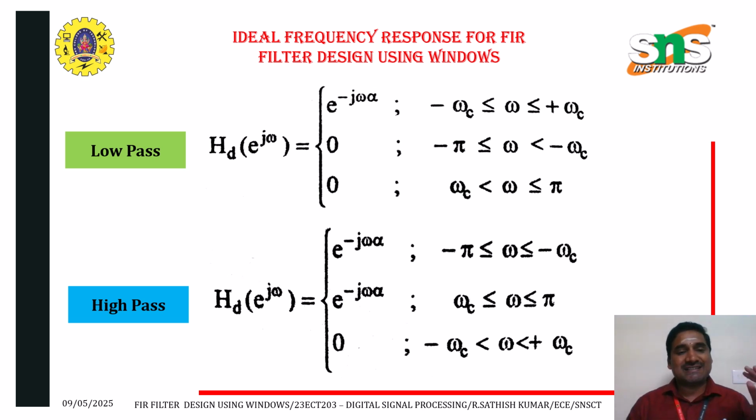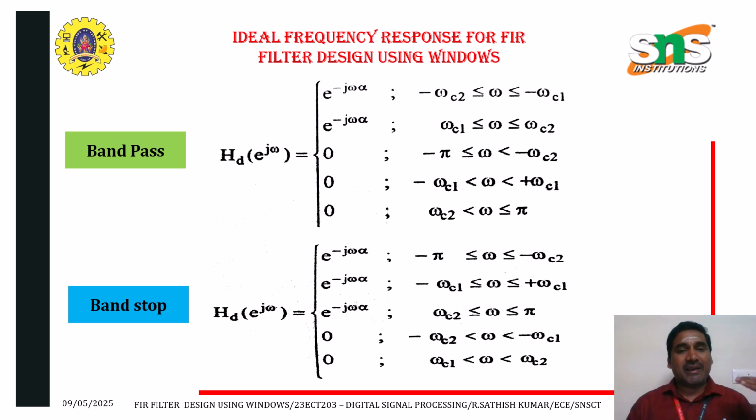Remaining all other values are 0. In case of high pass, e power minus j omega alpha for minus pi to minus omega c and omega c to pi, remaining values are 0. In case of band pass, e power minus j omega alpha for minus omega c2 to minus omega c1 and omega c1 to omega c2. In case of band stop, e power minus j omega alpha for minus pi to minus omega c2, minus omega c1 to omega c1, and then omega c2 to pi.